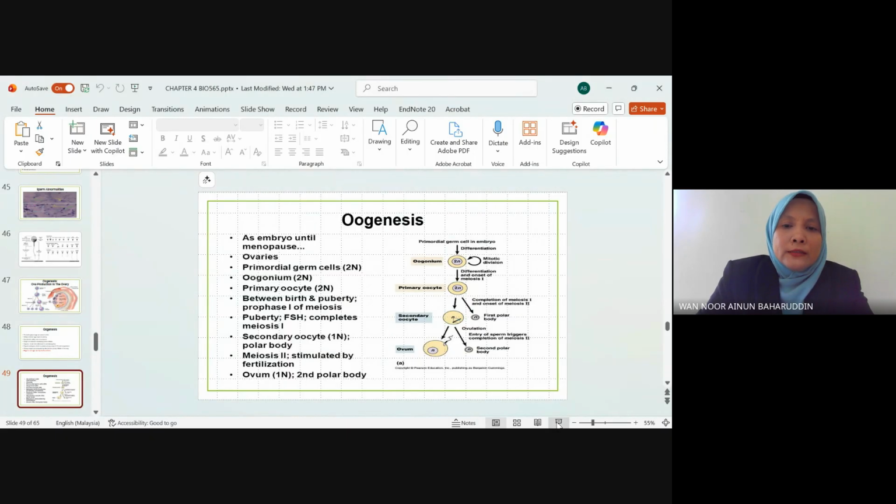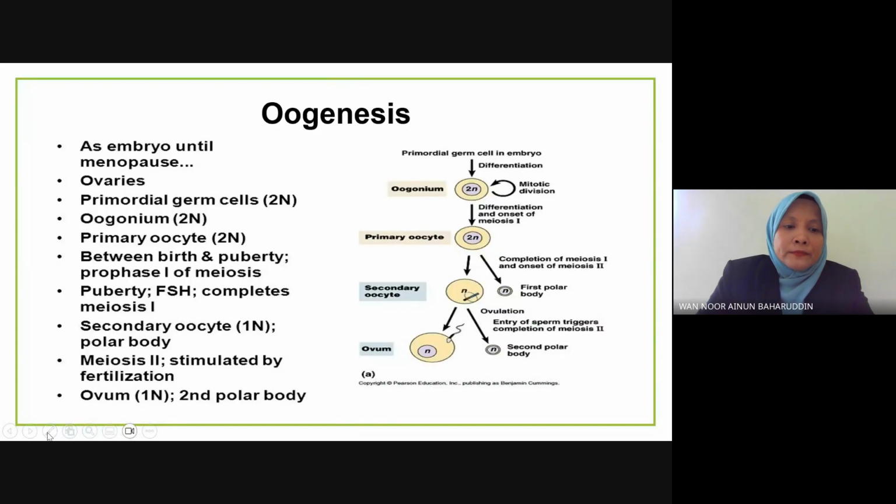After meiosis 1, the secondary oocyte and the first polar body are there. Secondary oocytes are now called as such, and we have the first polar body. This happens every cycle of meiosis 1, only meiosis 1, what we call the period, happening and so on.